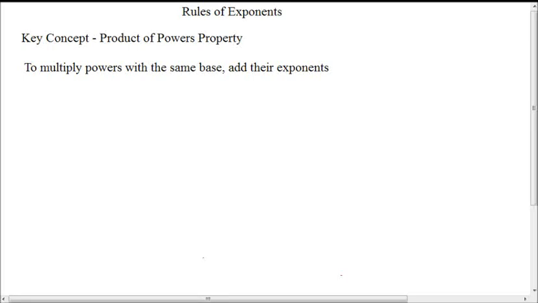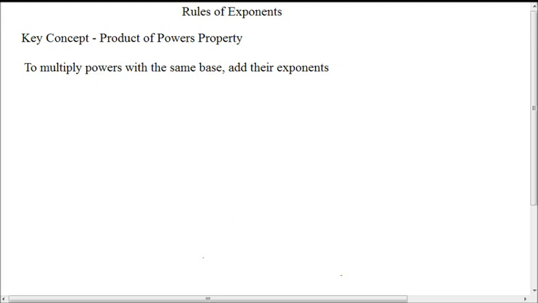All right, we want to continue our quest to multiply and divide expressions. So let's venture off into looking at rules of exponents. Our key concept is the product of power property, which tells us to multiply powers with the same base. We want to add the exponents.